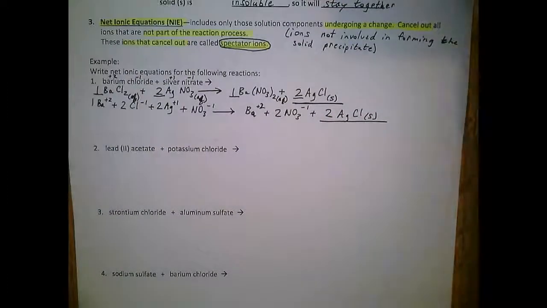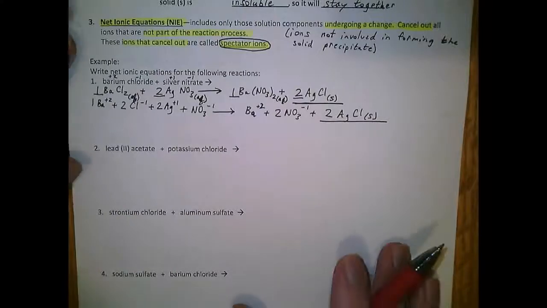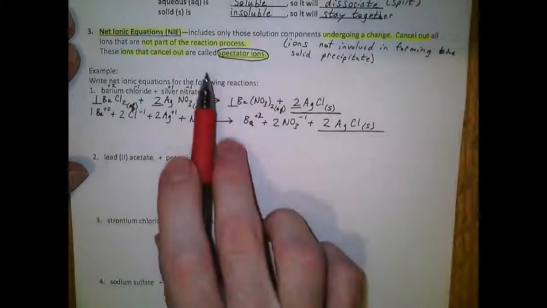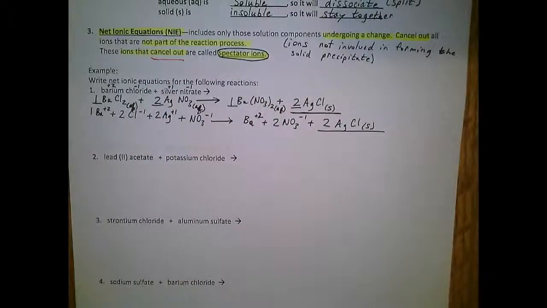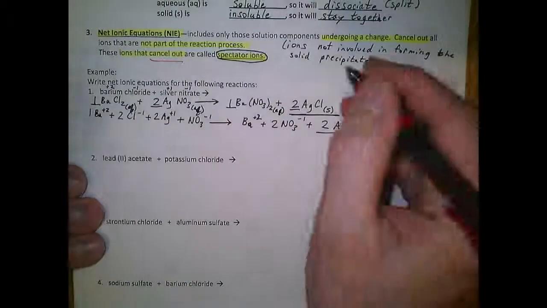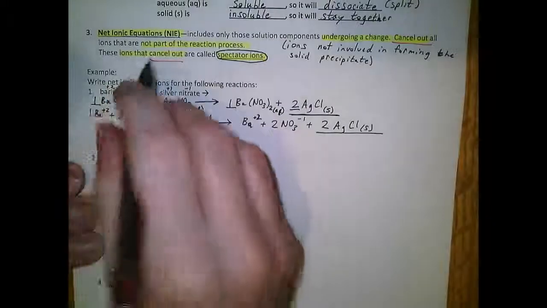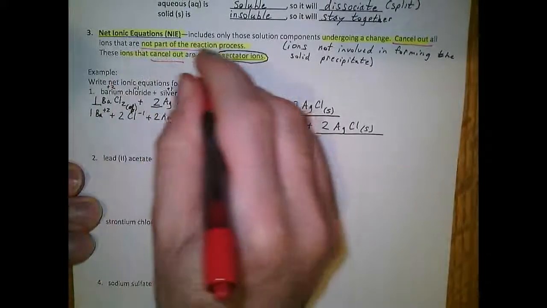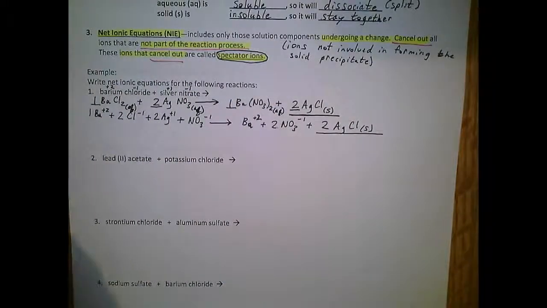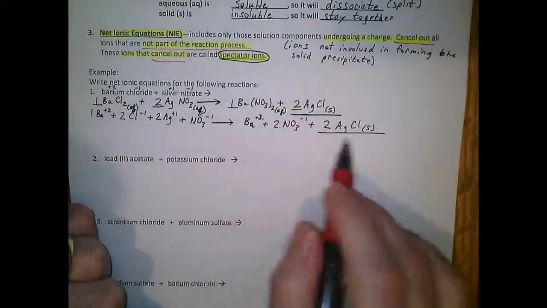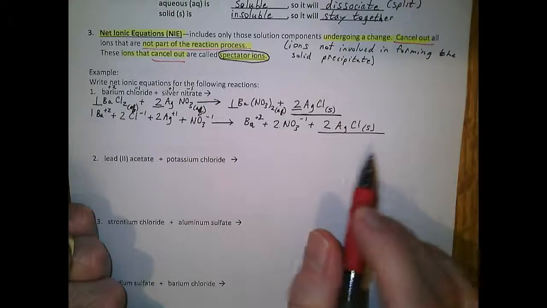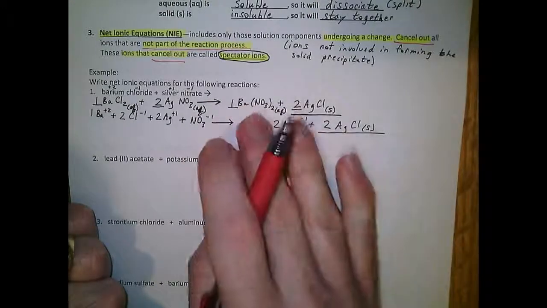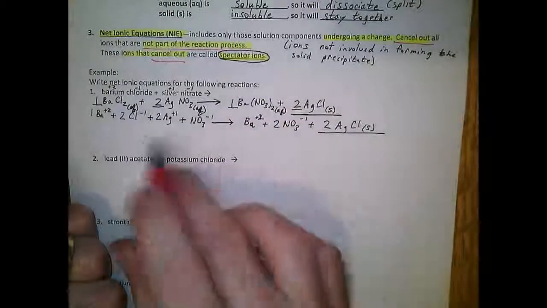Okay, I'm going to switch pen color. You don't have to do this. But the last step is to cancel out the spectator ions. So we're going to cancel out anything that is not part of the reaction process. All right, the reaction is actually the formation of AgCl. That's my precipitate. So the other ions that are not involved in changing, they look the same on both sides.